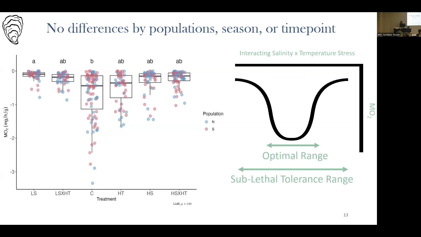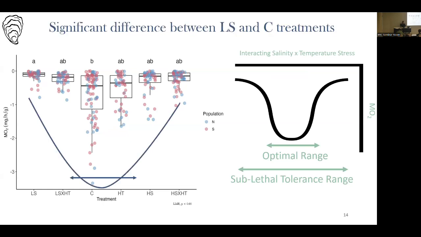And if you remember, this is sort of what we predicted to see with this optimal range of metabolic activity and the suppression in the sublethal range. And our data fits that trend where in our control treatment, we're having the highest responsive metabolic activity, followed by the high temperature. And we're seeing the most metabolic suppression in the low salinity treatments.